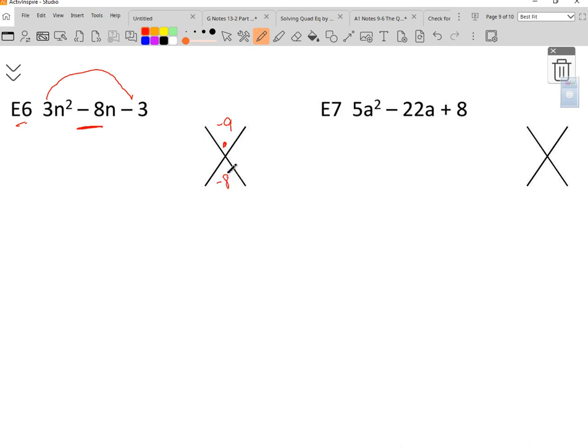So this is a product. This is a sum. Negative 8 is our middle term, so it's going to be negative 9 times positive 1 will give me my negative 9, and when you add them, you'll get negative 8.